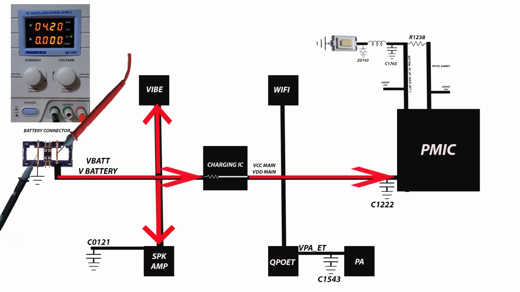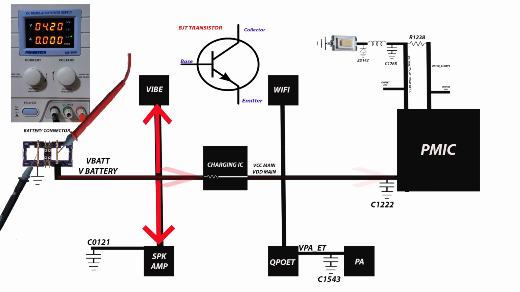On the iPhone you can see VCC main or VDD main. What does VCC or VDD mean? VCC tells us this motherboard works with BJT transistors. A BJT transistor has 3 pins and names: one is base, another pin is collector, and another pin is emitter.